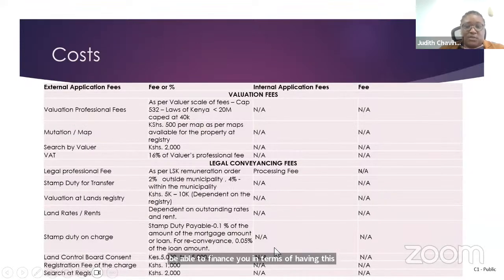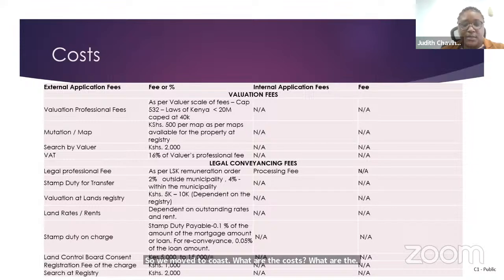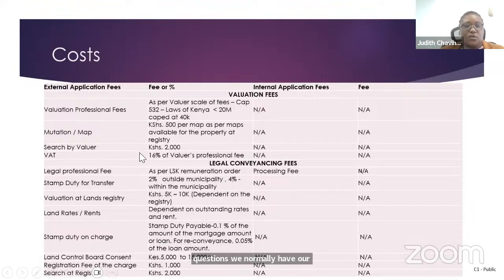So we move to costs. What are the costs involved? This is also one of the frequently asked questions. We normally have our internal legal officer or legal counsel who takes members through, but I'll touch on some of the costs that we have.